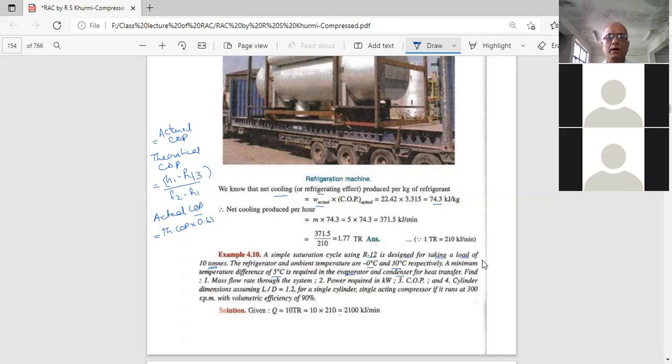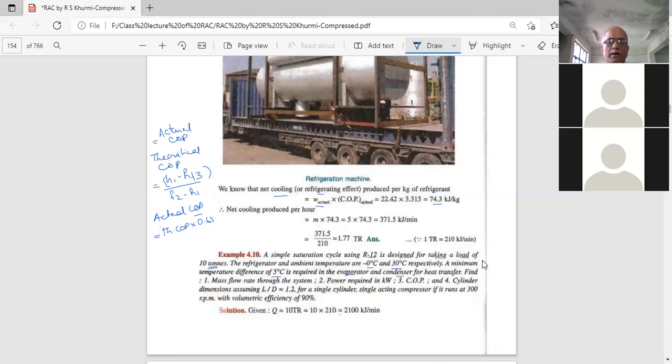And for the evaporator, the same condition applies. The evaporator temperature will be at least 5 degrees less than the surroundings, so that it can absorb heat from them. So the evaporator refrigerant temperature is 5 degrees below, and this cycle will operate at minus 5 degrees centigrade on the lower side itself. So let us find the mass flow through the system.